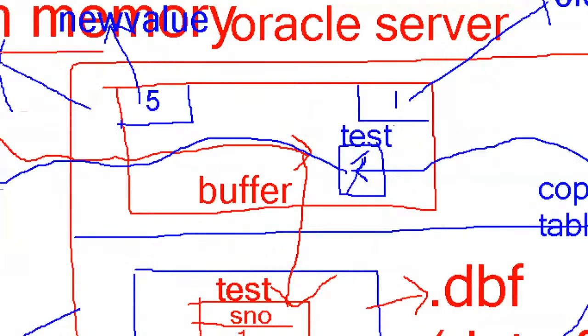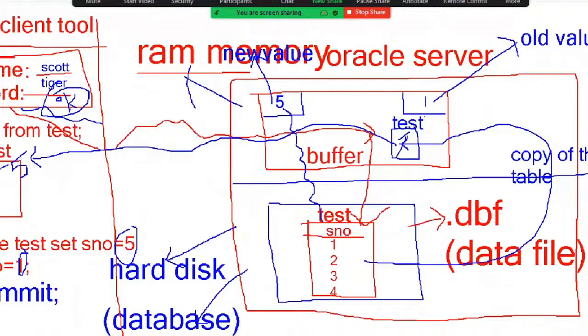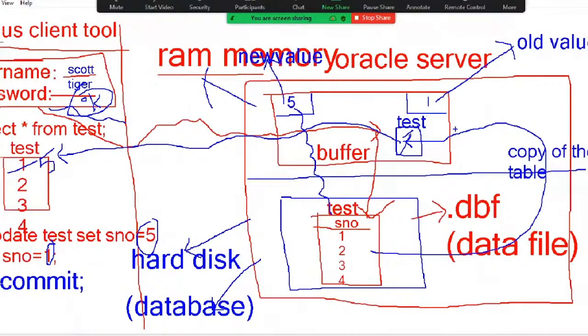5. This 5 is automatically and permanently stored in where? In a hard disk. In a disk only, it will be stored automatically. Maybe commit means yes, save the new value for the transaction, permanently stored in where? In a hard disk. Maybe that is nothing but save.